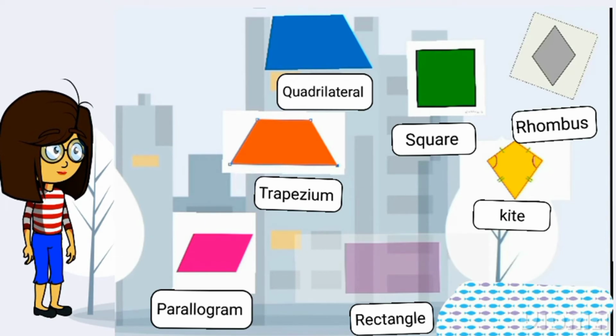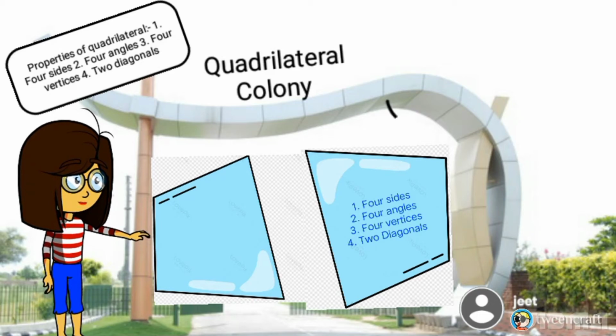Let's get started. This is the quadrilateral colony in which all the four-sided polygons are living in their own houses with different names. Properties of a quadrilateral: it has four sides, four angles, four vertices and two diagonals.